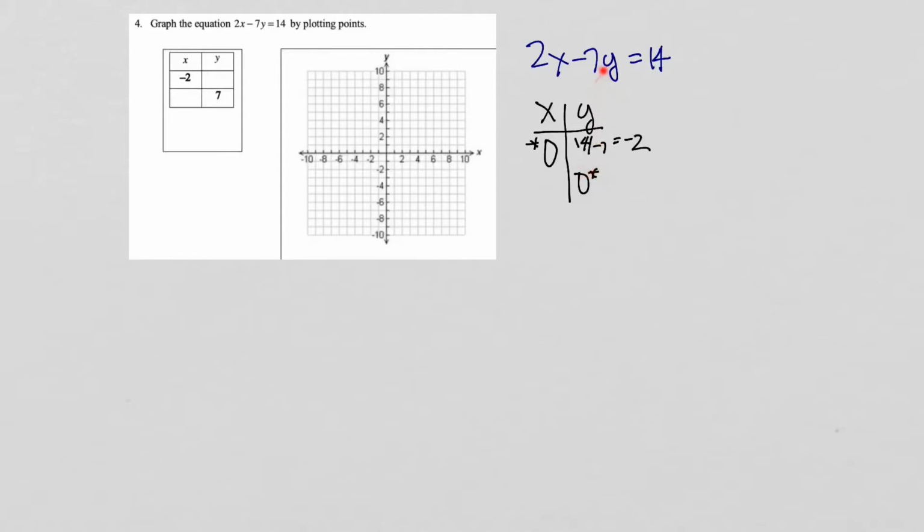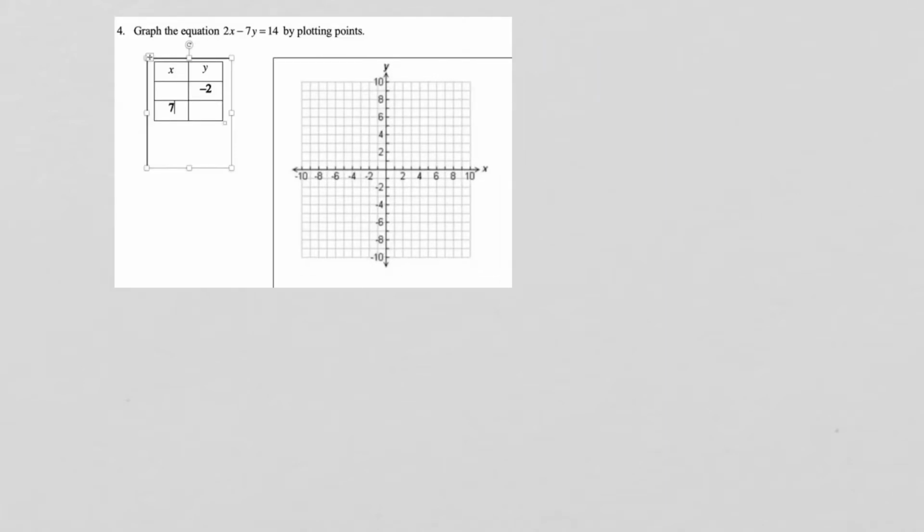And then if y is 0, if I put that in here, that whole term is gone, and I get 2x equals 14. Then divide by 2. So what we're going to get here is that x is equal to 14 over 2, which is 7. Let's graph this equation here by plotting points.